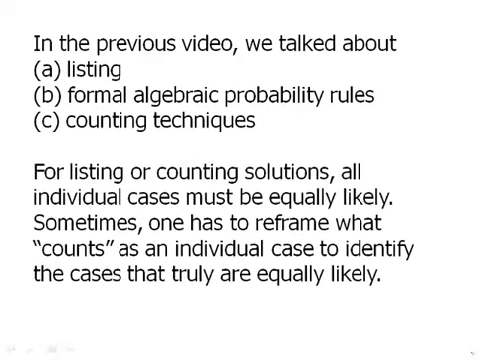For listing or counting solutions, all individual cases must be equally likely. Sometimes one has to reframe what quote-unquote counts as an individual case to identify the cases that are truly equally likely. So for example, suppose you're rolling two dice and you want to know the probability of getting a 7. A not very good way to frame this would be to say, well, you roll two dice, you can get anything from a 2 to a 12. That's 11 possibilities. Getting a 7 must be 1 out of those 11.